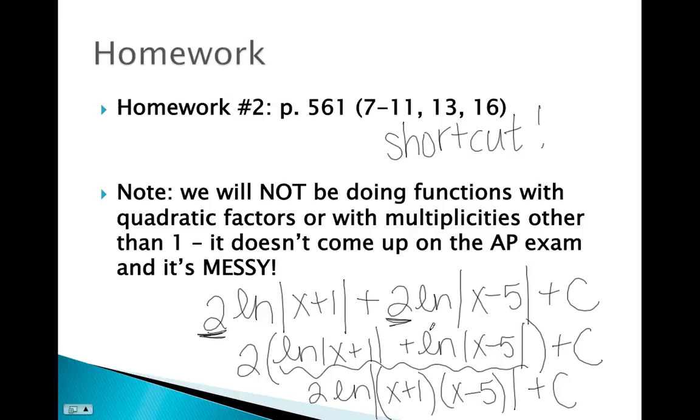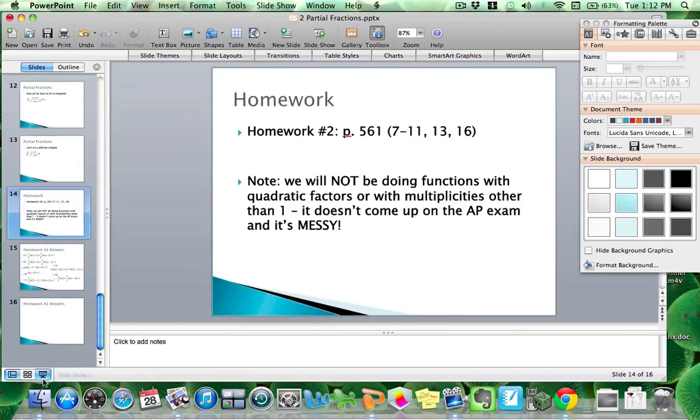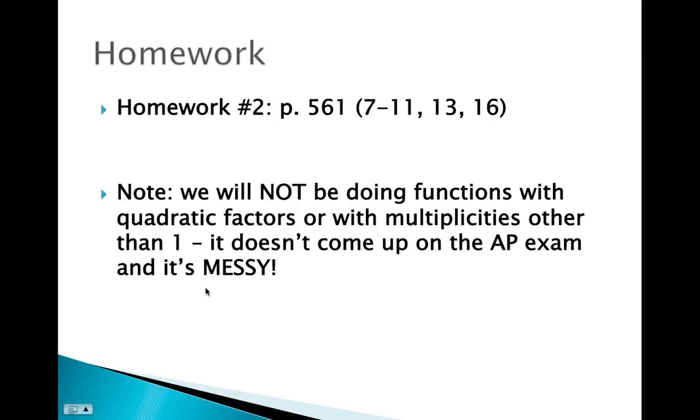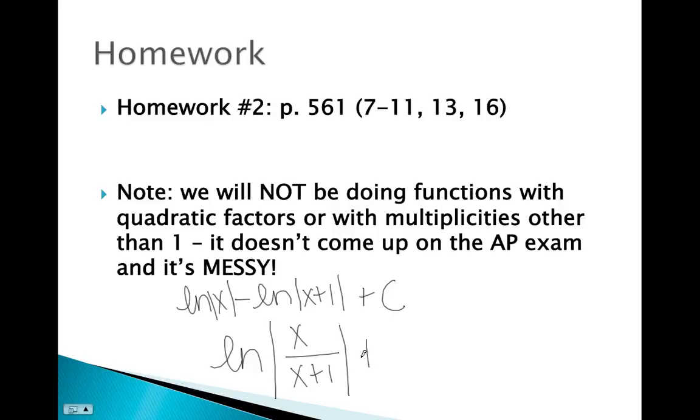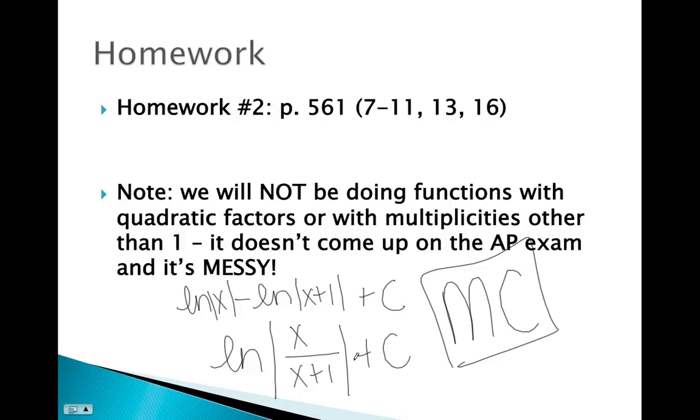And if they were subtracted, let me just bring this back up. Let's say I had 2 logs that were subtracted. For example, the natural log of x minus the natural log of x plus 1. Let's say that were my answer, plus c. That would be the same thing as the natural log of x divided by x plus 1 plus c. This is a very, very common multiple choice question on the AP exam, and you better believe they're going to simplify their logs. So I'm not saying you have to do it every single time. I'm saying you need to be aware of it. Okay, that's it for today's lesson.